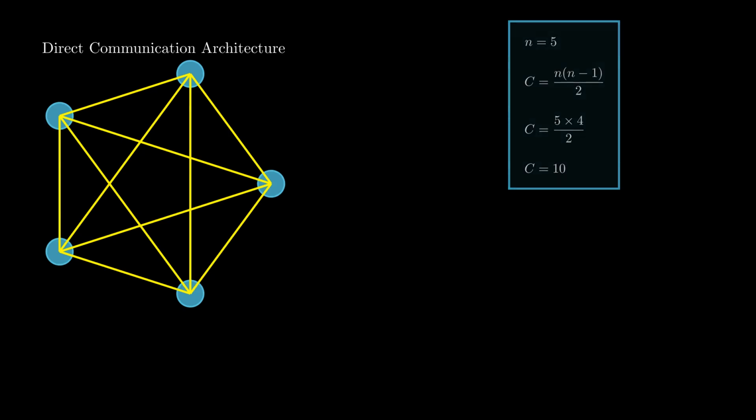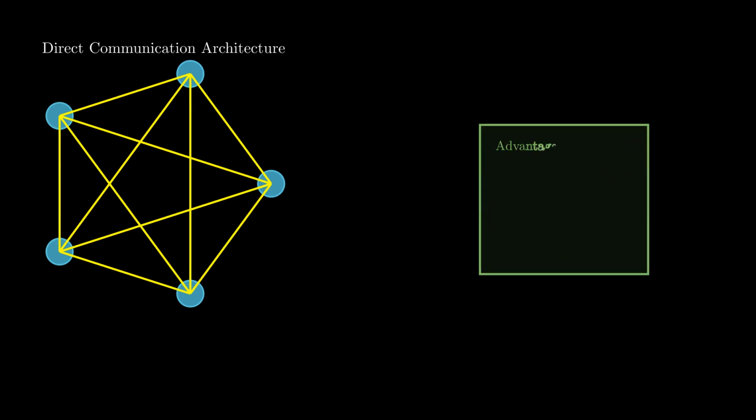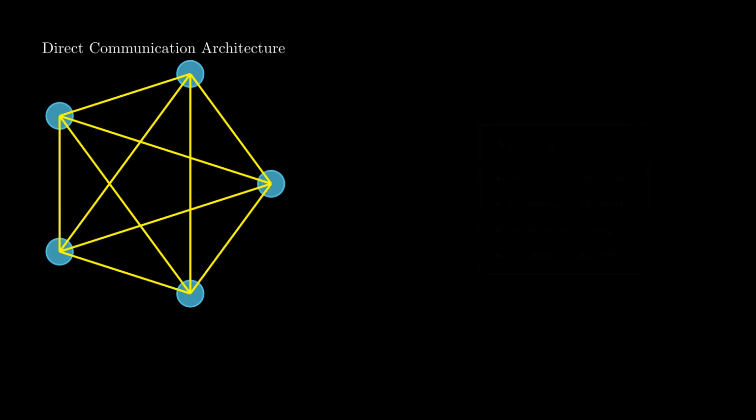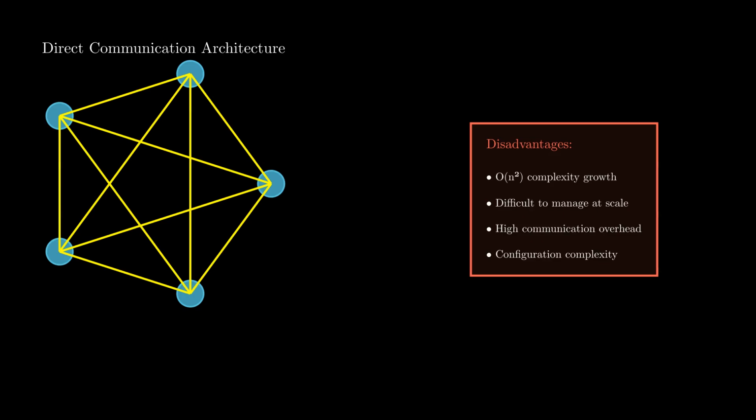Now let's examine the trade-offs of this approach. Direct communication excels for small teams. Instant coordination, no bottlenecks, and perfect for real-time robotics or emergency response. But this simplicity comes at a cost when we scale up. The quadratic growth becomes overwhelming. Each new agent must connect to all existing agents, creating exponential complexity.